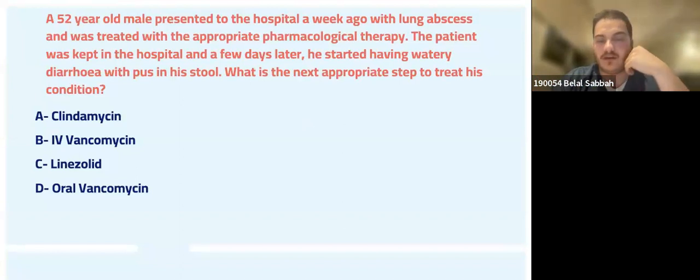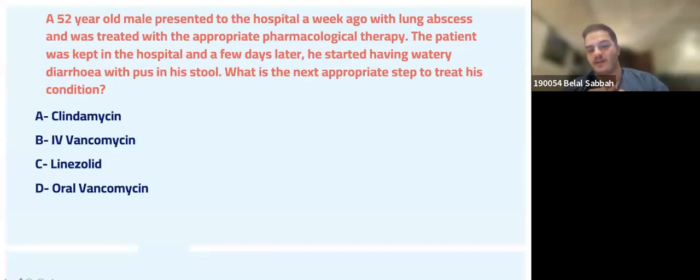Why don't we give IV Vanco? Yes, the only time you give it... it's a bit of a tough question, but this is why I really want you guys to think, because I know you know this information. I know you know that pseudomembranous colitis is a hospital-acquired infection after clindamycin abuse. So you need to really use some critical thinking here.